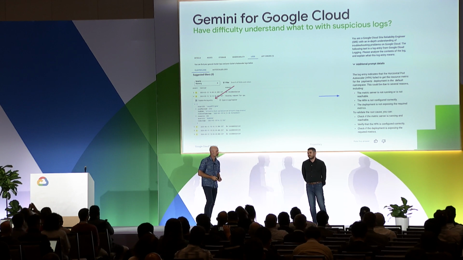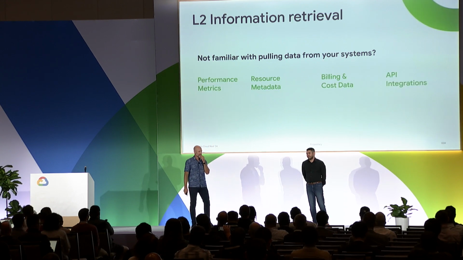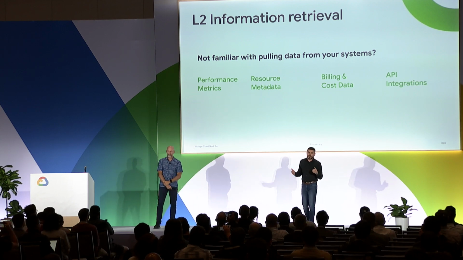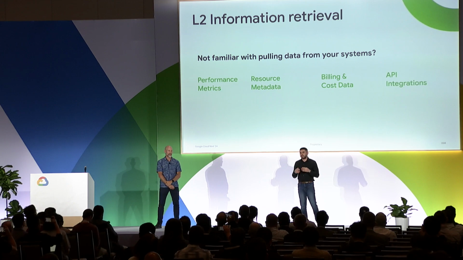So Benji, why don't you tell us more about what layer 2 can do for us? Sure thing. L1 is what Preston just talked about, and that's available now in production. L2 is what's coming next. The focus of L2 is really about information retrieval. In a nutshell, if there's an API out there that can access information and provide that output, LLMs can do that as well. This could be your performance metrics, resource metadata, or billing and cost data. Really, any information that exists out there can be accessed by an LLM and provided to whoever is querying that information. So let's look at one example.